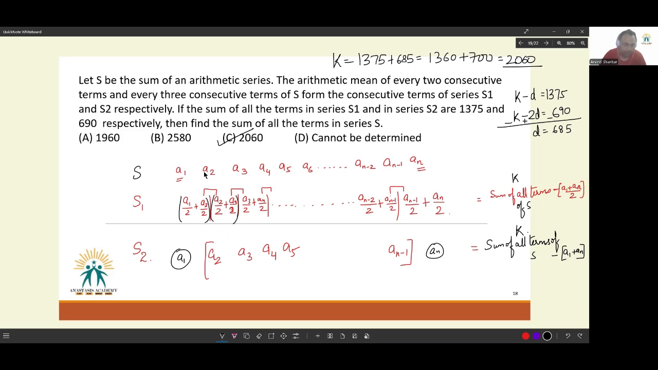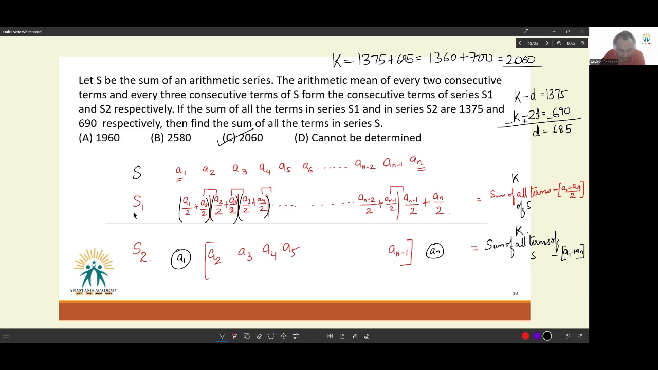This is the mean of the second two terms. This is the mean of the third and fourth terms. So A2 has come half times here, half times here. A3 has come half times here, half times here. A4 has come half times here, half times here. All the terms in between will come half time twice, or they will come full times. Just A1 and An will come half, half times.